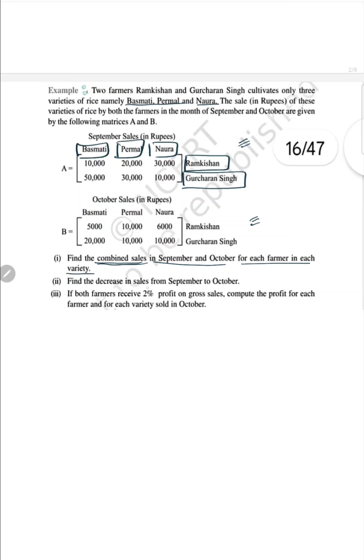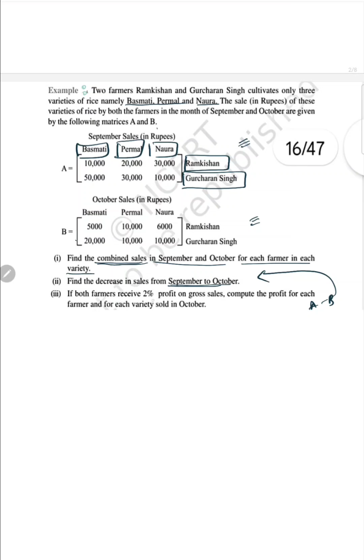Next, find the decrease in sales from September to October. In order to get the decrease in sales, we have to subtract B from A. So A minus B will give the decrease in sales.